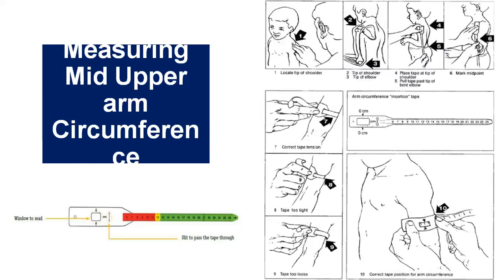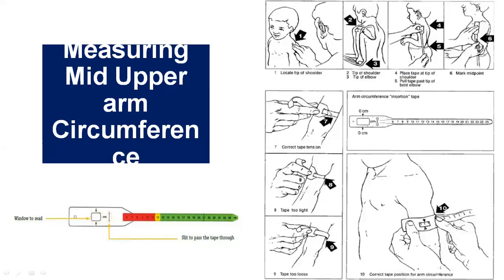Here, first we have to locate the tip of the shoulder, or the acromion process. We can see in the diagram how it is palpated and located. Next, we have to locate the tip of the elbow joint. Then we have to use a tape. We will place it at the tip of the shoulder and we will pull the tape past the tip of the bent elbow. And then we will mark the midpoint.